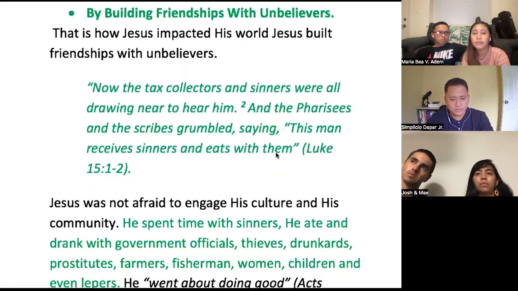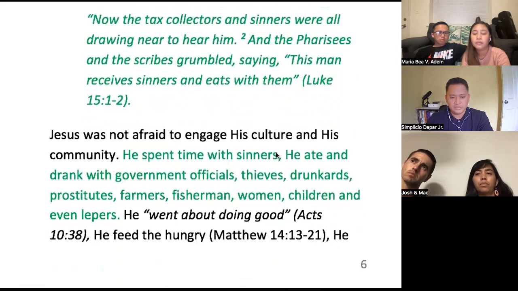Luke 15, verse 1 to 2. Now the tax collectors and sinners were all drawing near to him. Notice that the sinners and tax collectors were drawing near him to hear him. They were not drawn away from him so they could not hear him. It was the opposite. They were drawing close to him so they could hear him. And the Pharisees and scribes grumbled, saying, "This man receives sinners and eats with them."